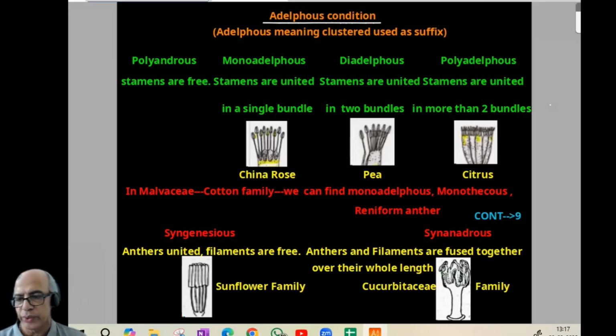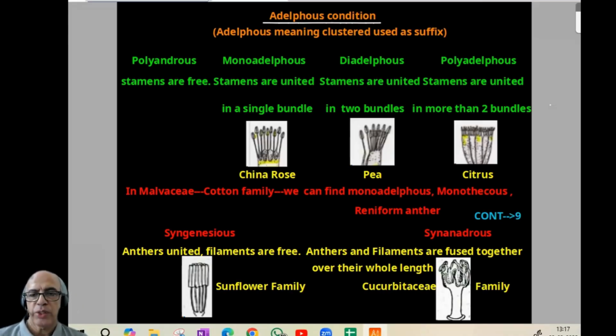Match the following, direct question, etc. But in Malvaceae, there is an important entrance question. When we discuss androecium, Malvaceae is commonly called the cotton family because cotton belongs to Malvaceae, Gossypium. Cotton is the epidermal outgrowth of the testa, those cellulose fibers. So in Malvaceae, the cotton family, we can find monoadelphous, monothecous, reniform anther. Famous question: monoadelphous, monothecous, reniform anther.